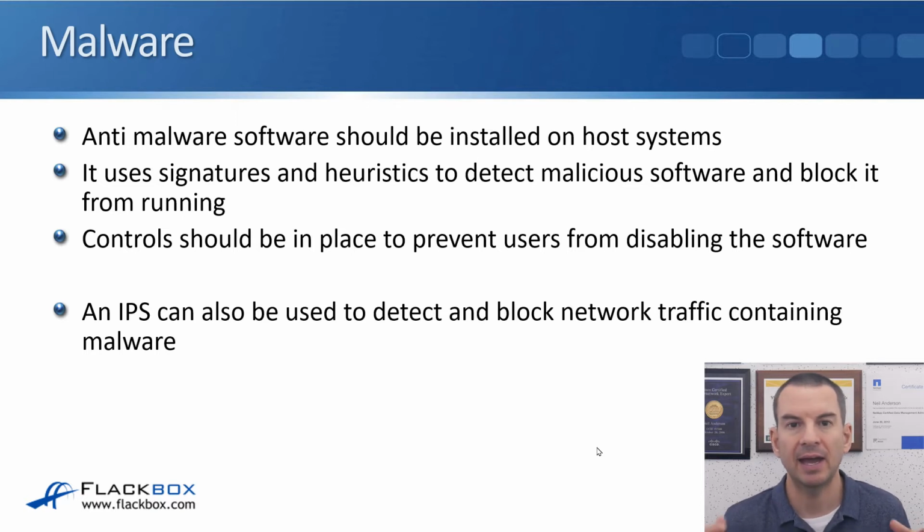Because maybe a hacker has got a Trojan horse which is available for download online. They've made it look very attractive, and a user could be determined that they really want to download this Trojan horse, which of course is going to do damage. So to prevent users from doing bad things like that, you want to make sure that they're prevented from disabling the anti-malware software. And IPS can also be used to detect and block network traffic containing malware from getting into your organization.